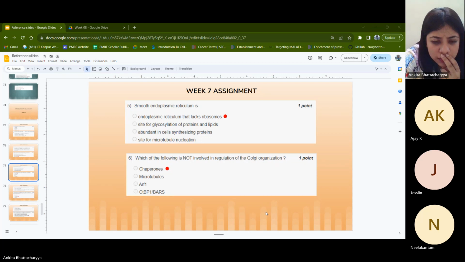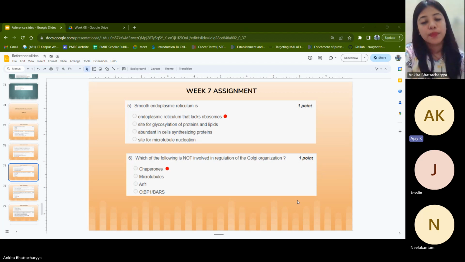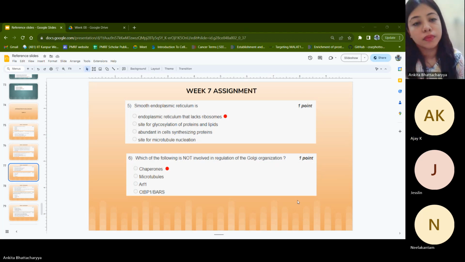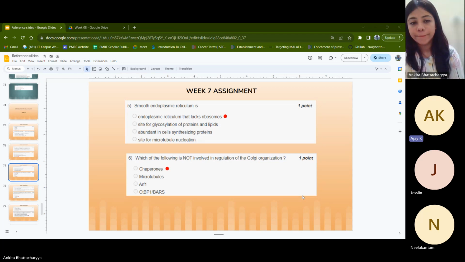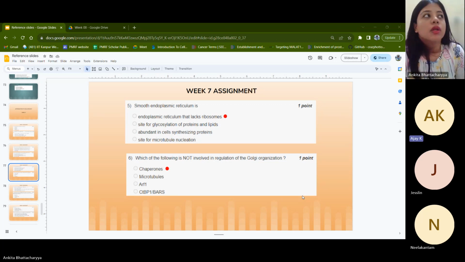Okay, madam. Why I am confused is because endoplasmic reticulum is a site for glycosylation and lipid synthesis, and I don't know whether smooth is important for protein synthesis or function for the protein. No, actually, that occurs in smooth endoplasmic reticulum, true, but whether it is present only on rough endoplasmic reticulum, that I don't know. Ribosome and protein are different things.